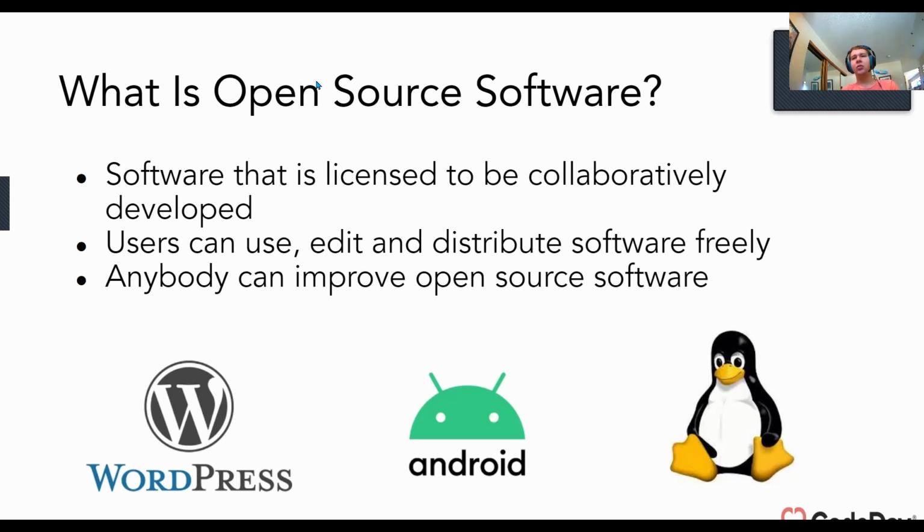And then anyone can improve open source software. This is one of the most important facts about open source software: anyone that has the ability and the will to do so can go in, edit the code themselves, and make improvements to it. Big examples of open source software are WordPress.org, a type of web hosting software that powers a massive amount of websites. I think around 50% of websites run some form of WordPress. There's also Android, the mobile OS used all around the world, and then also Linux.